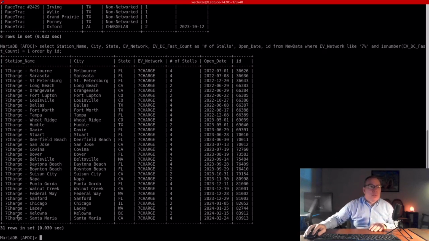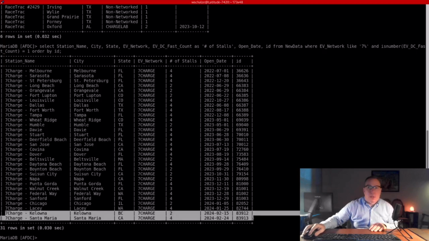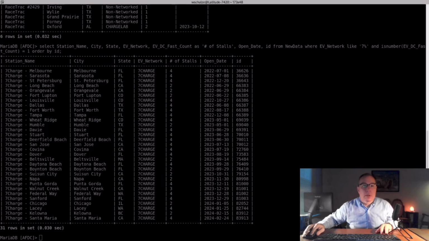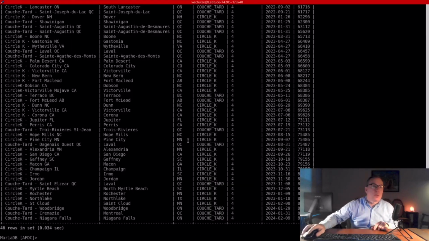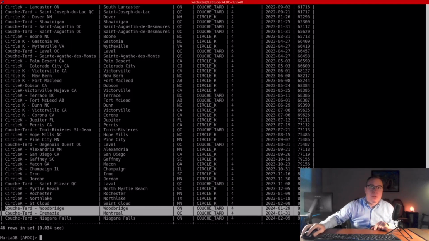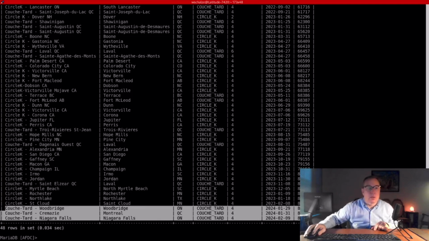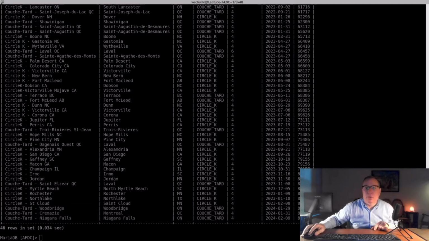This is 7-Eleven 7-Charge. There are two new ones right here, one in British Columbia and one in California. This is the Circle K with the Couche-Tard added to. There are no new ones except for the Couche-Tard additions, but nothing new there. Still waiting for some activity out of Circle K. I'm sure they're going to pick up the pace here shortly.